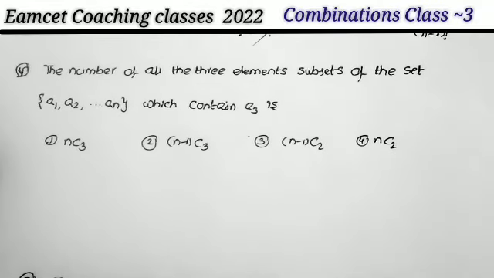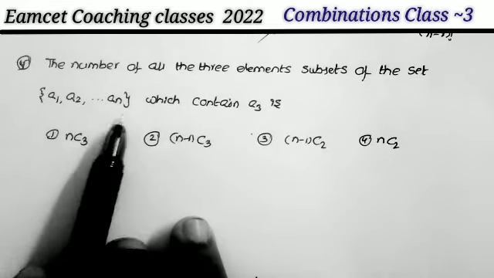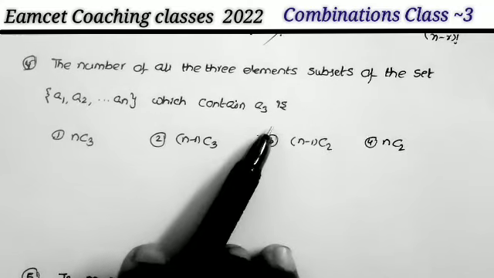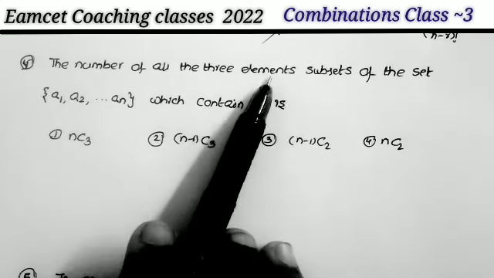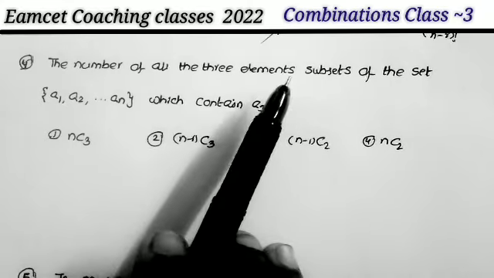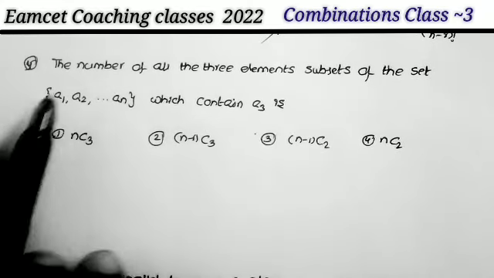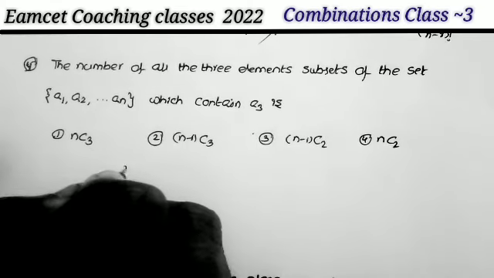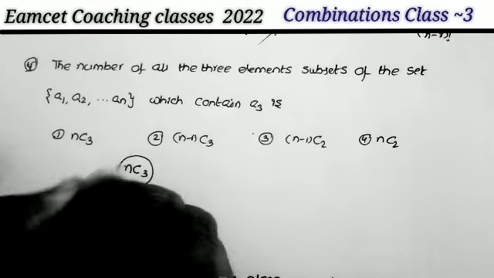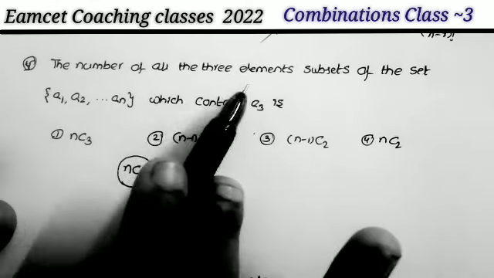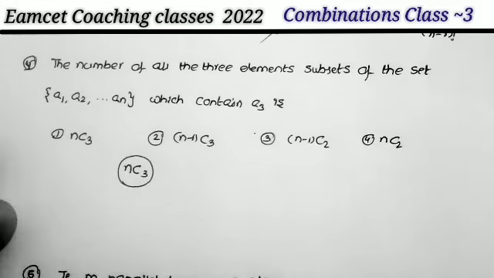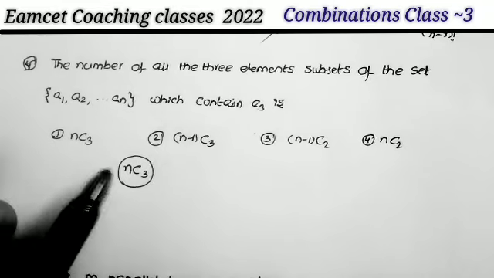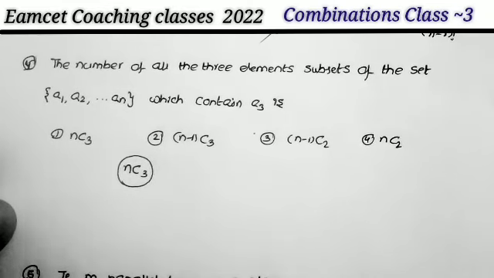The number of all the 3 element subsets of the set A1, A2 and so on An which contains the A3 element. So the number of all the 3 element subsets. We want the 3 element subsets. In the given set we have n elements. Now in how many ways can we select 3 things from these n things? That can be done in nC3 ways. The number of 3 element subsets means it is enough to select only 3 elements from the given elements. That can be done in nC3. These are the 3 element subsets.